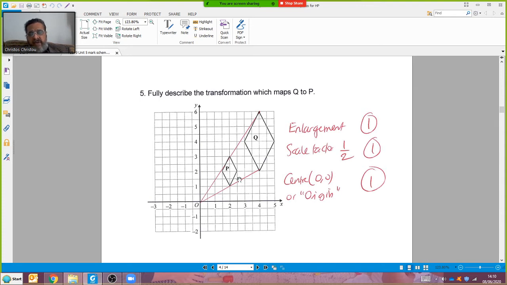And if you pick up your ruler and run through the 2 corresponding vertices, you just need a couple. I could run it through that one as well. It will meet at 0, 0, the origin. So there's your 3 marks. Enlargement, scale factor 1/2, about the origin. All right, 3 marks just for that, but that's the way GCSE is marked.